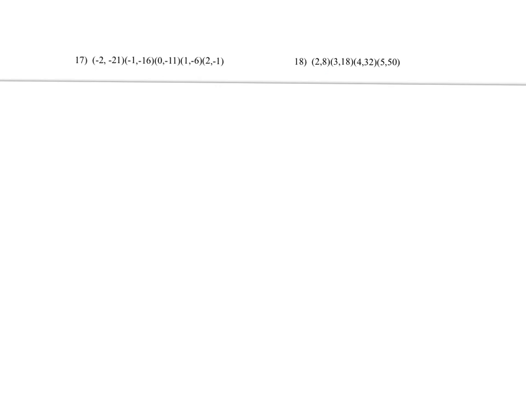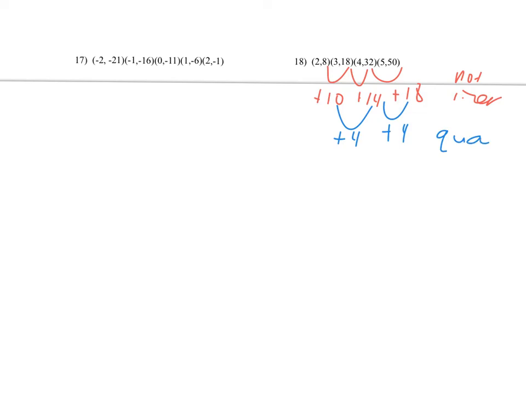All right, next up, same idea here. I'm going to check this out. This looks like plus 10, and then this one looks like plus 14, and then this one looks like plus 18. So it's not linear. However, I see here we do have a plus 4 pattern on the next level, so that means it is quadratic. Quadratics are always in the form on these questions of y equals ax squared.